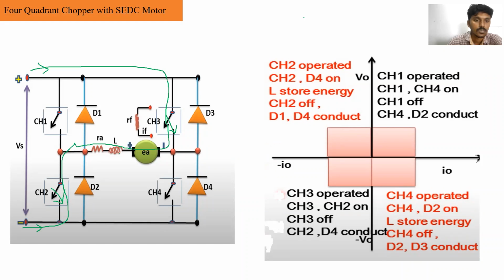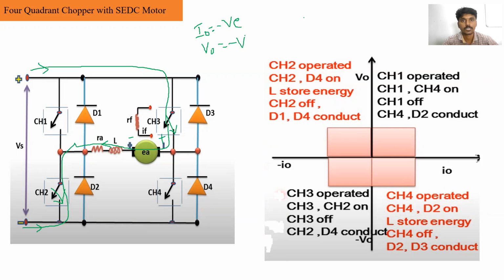So here the current is flowing in the reverse direction. That is, the output current is negative. So the output voltage is also negative. The polarities will be reversed: this will be positive and this will become negative. So the output voltage is negative and the output current is also negative.